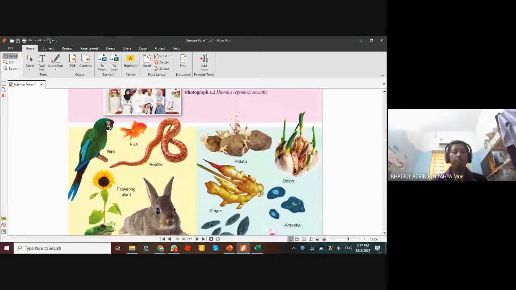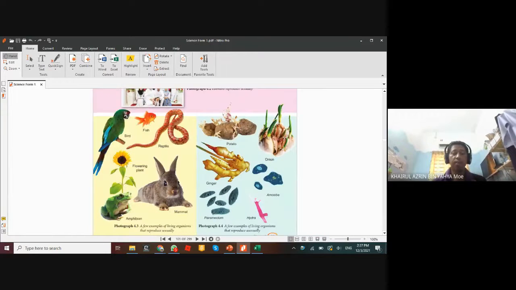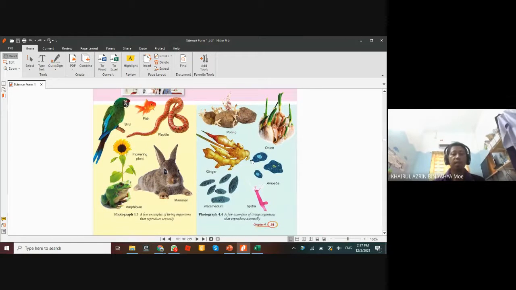Okay, so this is the picture. This first group reproduces by sexual reproduction, and the second group here by asexual. So like bird, fish, reptile, mammal, flowering plant, and amphibian. For this one, like potato, and then onion, ginger, amoeba, hydra, and also paramecium. All of this is asexual.